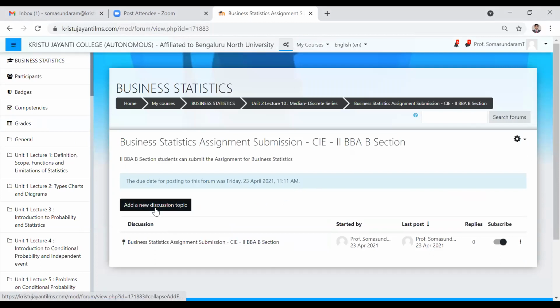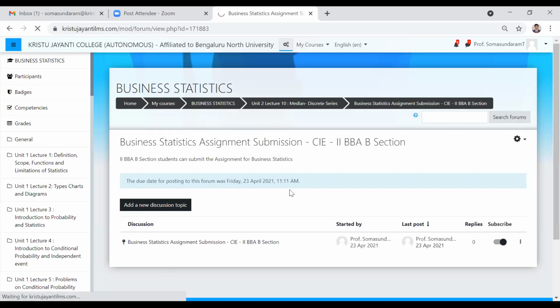Don't give add new discussion topic, because many people are doing the same mistake. Fourth semester, they did the same mistake. If you do like this, your assignment will not be uploaded. It will be uploaded in the link, but it will not show in my folder. So don't do anything with this. Once you click Business Statistics assignment submission, again, you will get the link.